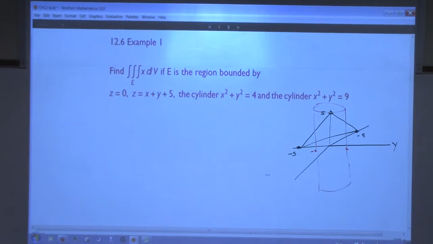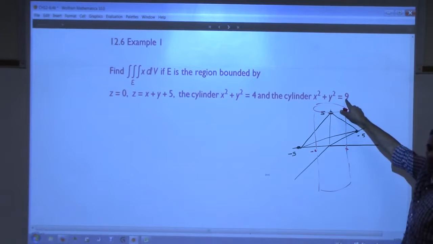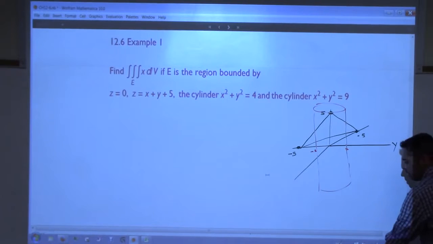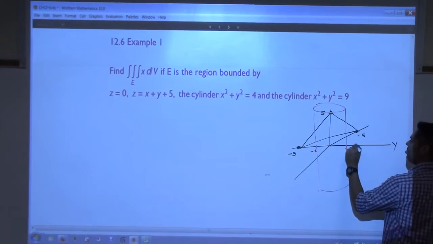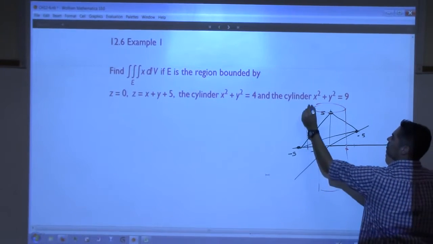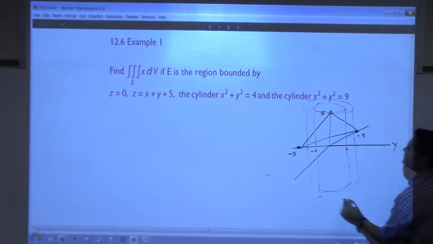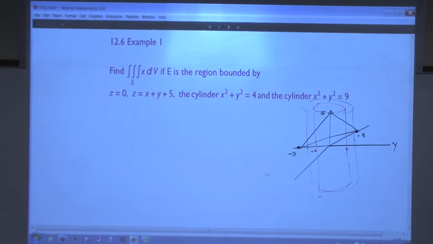Are there going to be two cylinders? Yes, there's another one right here, and that cylinder has a radius of 3, which is just a little bit outside of that one. They go up forever, right? But what does this thing look like? It's the region bounded by all of those.